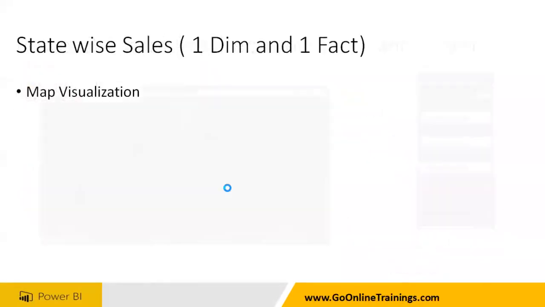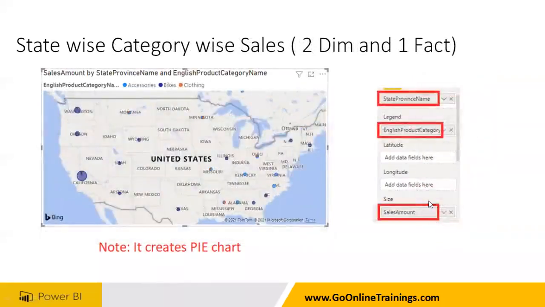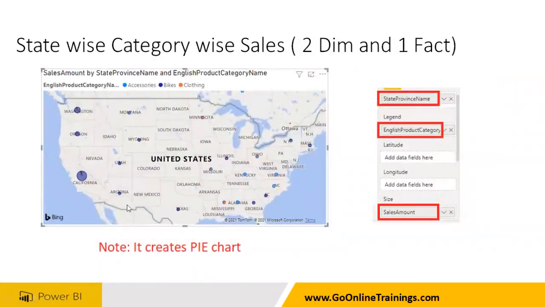Okay. So map visualization, if you want to have sales amount in the tooltip, that is one dimension and two facts. One fact is here, and we will not be able to have one more fact in the size as well. Right? I told you, when you drag and drop one more dimension, it creates a pie chart. So when you have one dimension and two facts, that is fine. But when we have two dimensions and one fact, it creates a pie chart. That's what I told you.